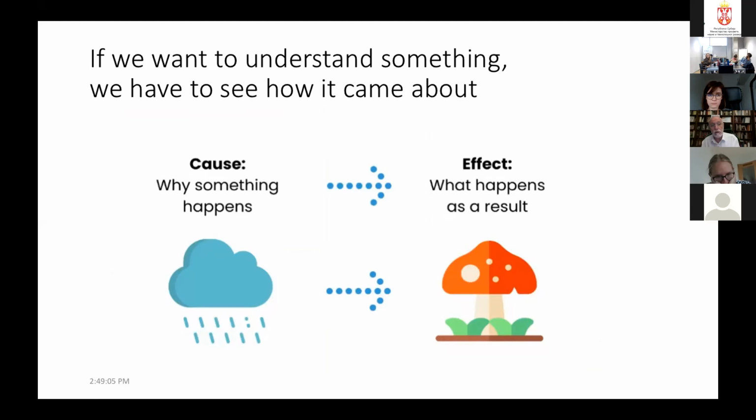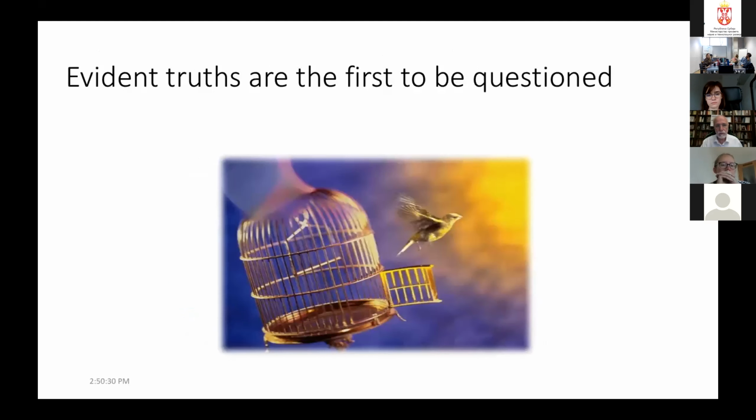And think, if we want to understand something, we have to see how it came about. So it is what happens first and what are the consequences. Just watch and think. And then get out of the box. Get out of the box. Be different. Be free. It is extremely difficult to get out of the box.